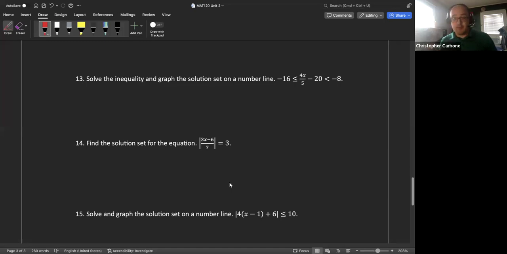So the first thing I want to do, to hopefully make the math slightly nicer, is to add 20 to all sides. That way, at least we won't have too much in the way of big numbers. At least not as many. This will be 4 is less than or equal to 4x divided by 5 is less than, this is going to be 12.